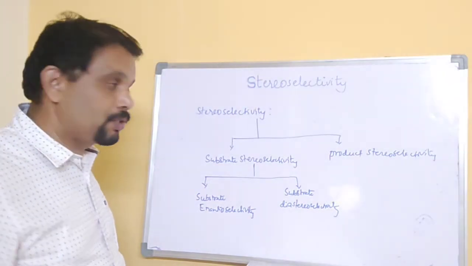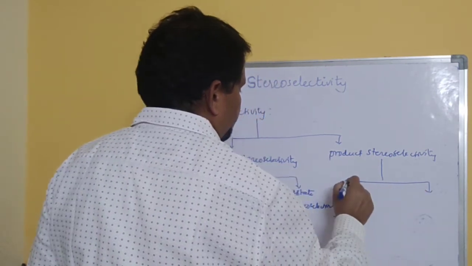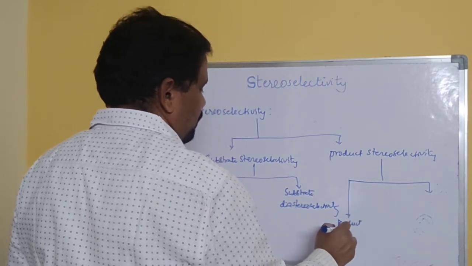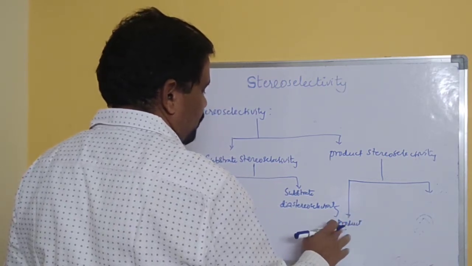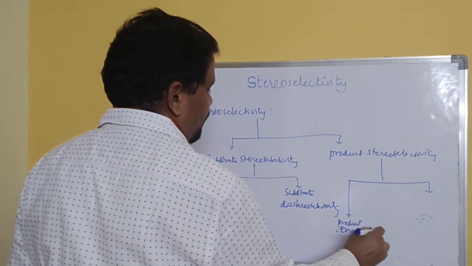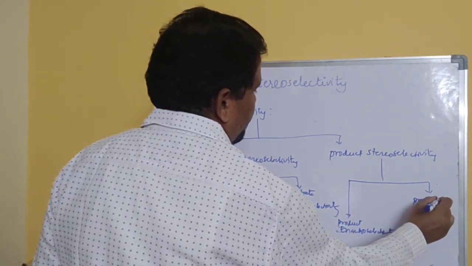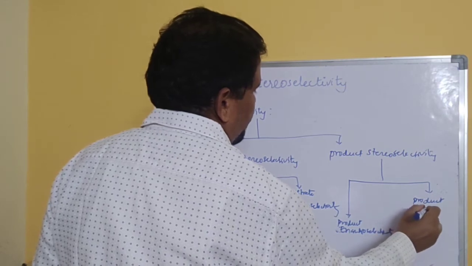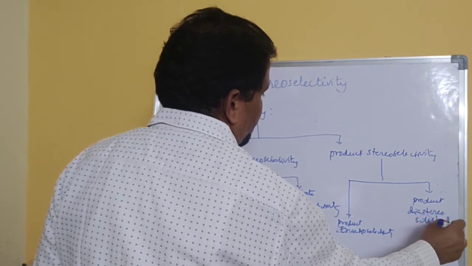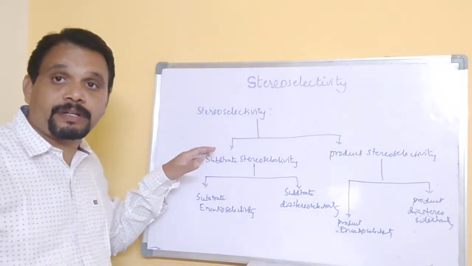Similarly, product stereoselectivity can be further classified into product enantioselectivity and product diastereoselectivity. So these are the types of classification of stereoselectivity.